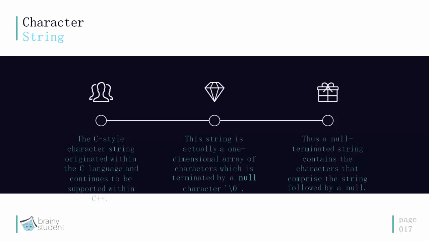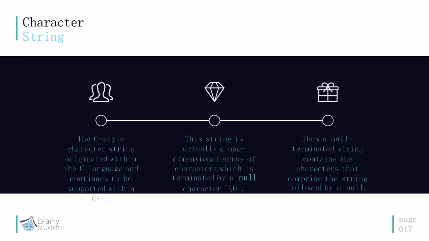Normal C style character strings, as we saw in C, will be supported in C++ as well. The string is actually a one-dimensional array of characters which is terminated by a null character. The null character is nothing but \0. At the end of any string, we have a \0. So it is a one-dimensional array of character type.